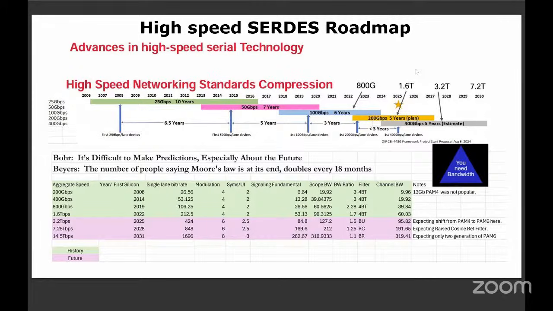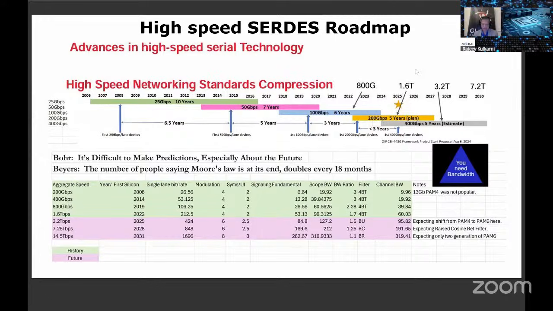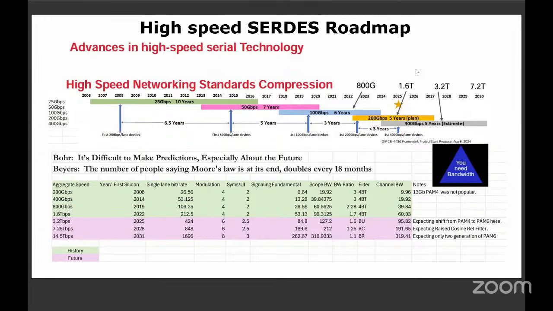Here we have the roadmap for high-speed networking comparison. Somewhere around 2006, we started at 25 Gbps. Now we are in 2026, and 1.6 terabit is under specification, which is most likely to become a reality in 2027 or a little earlier, depending on the market conditions. And then again, the plans for 3.2 terabit and 7.2 terabit.